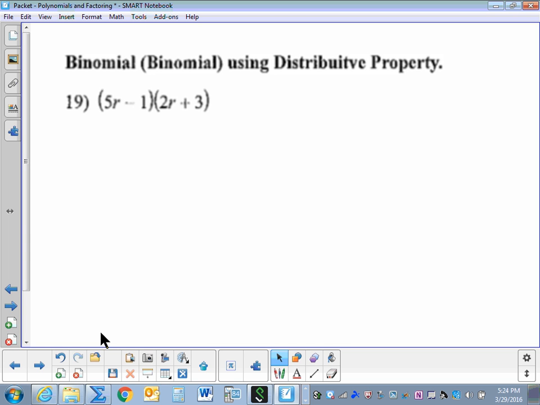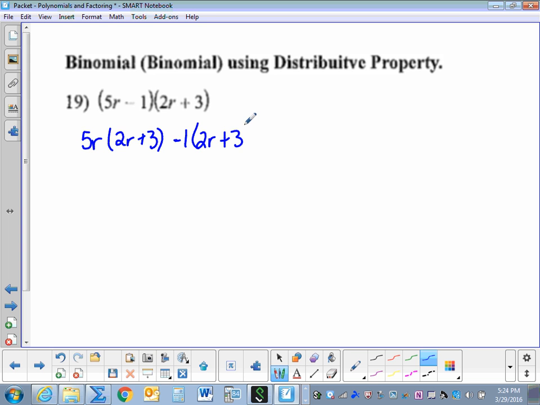Let's start with the distributive property. So to multiply two binomials together using the distributive property, we'll take the first term and we'll distribute it to the second binomial. And then we'll take the second term of the first binomial and distribute it to the second binomial. And we'll just distribute 10r squared plus 15r minus 2r minus 3.